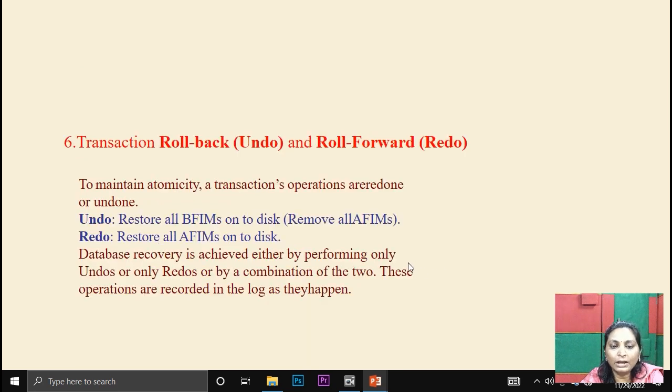Database recovery is achieved either by performing only undos or only redos, or by a combination of the two. These operations are recorded in the log as they happen. Using these 2 operations we can recover our database.